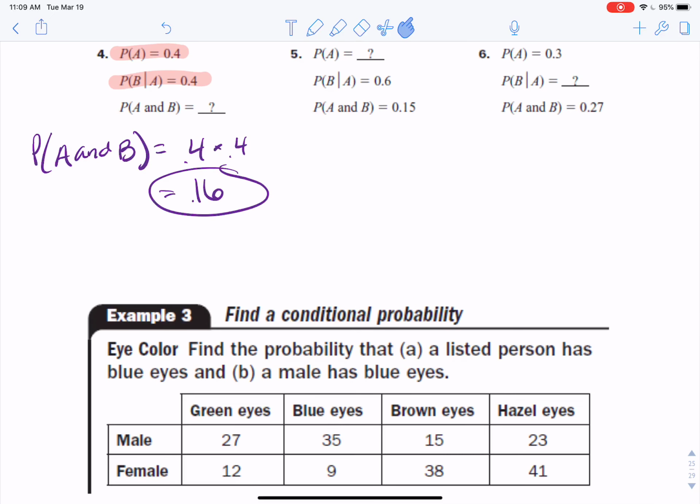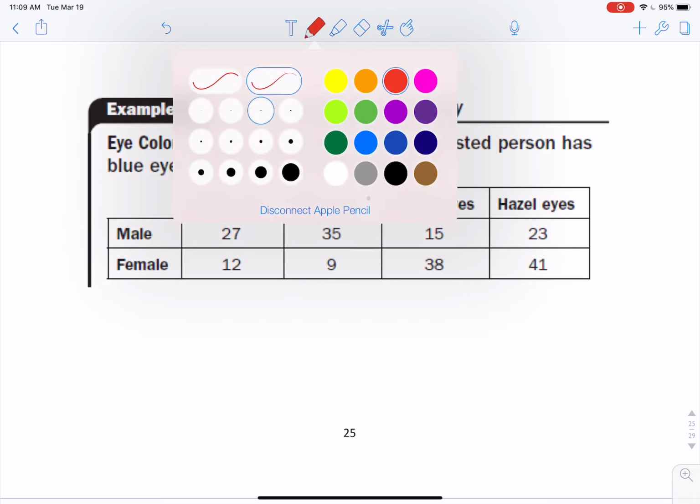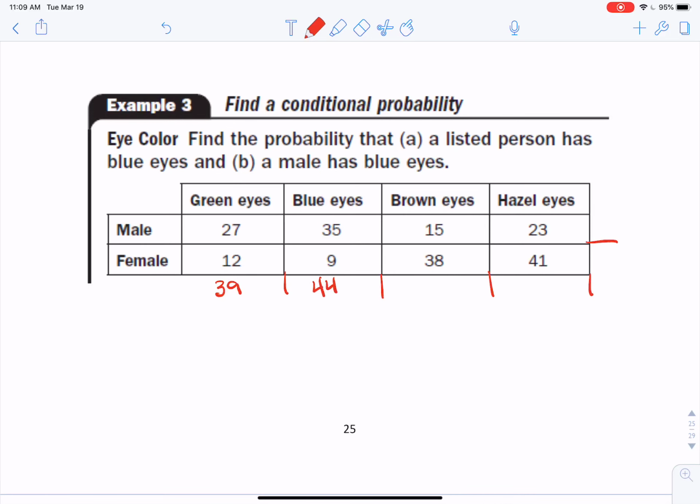Looking at this example down here, it says find the probability that a listed person has A, blue eyes, and then B, a male has blue eyes. So let's just look at how many people we're looking at here just to get a few numbers. So 27 plus 12 is 39, males and females with green eyes, 44 with blue eyes, 53 with brown eyes, and 64 with hazel eyes. There's 100 males and 100 females, so there's 200 people total.